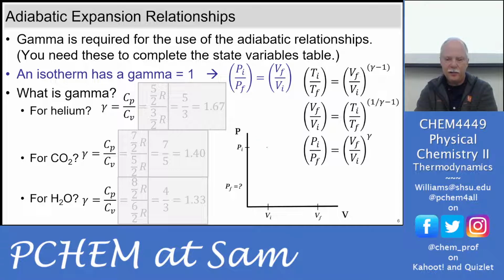And so if we start with a particular PI and we follow that down, this would be an isothermal expansion. Okay, gamma equals 1.